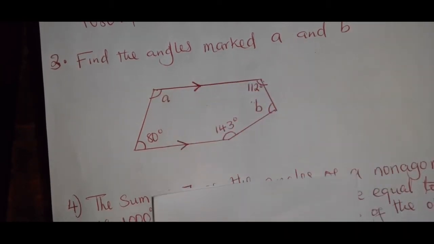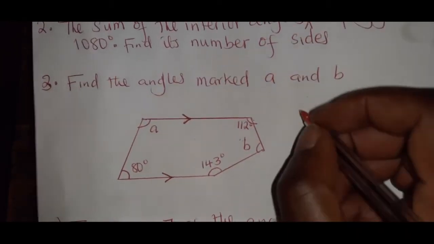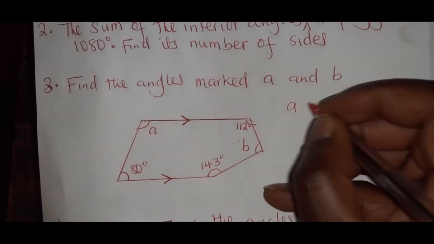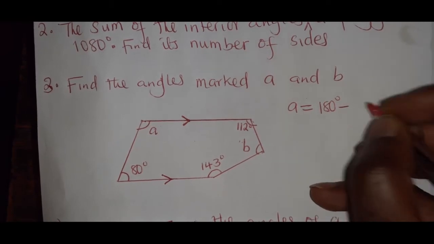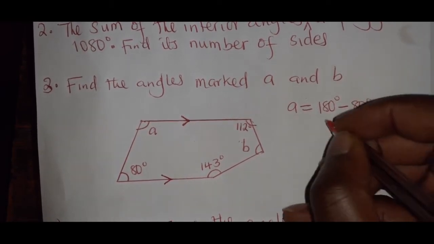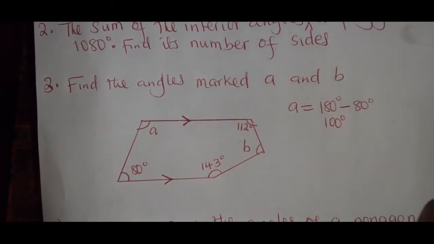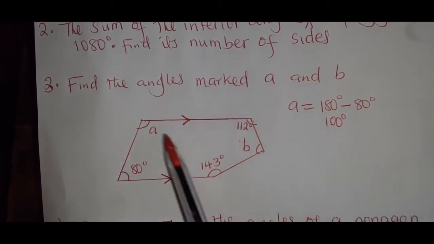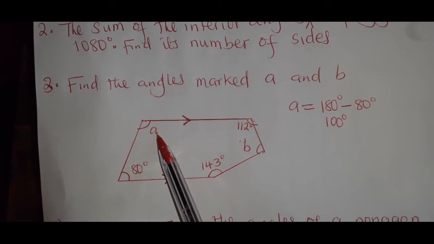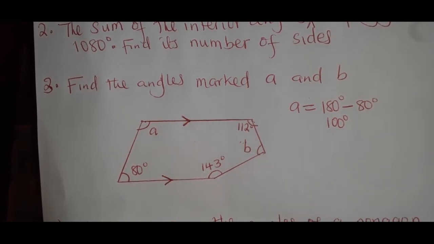So if that is the case, then we can easily find A by saying A is equal to 180 minus 80 degrees. This is going to give us 100 degrees. So A is 100 degrees. What have we used? The properties of angles associated with parallel lines. Have you seen?